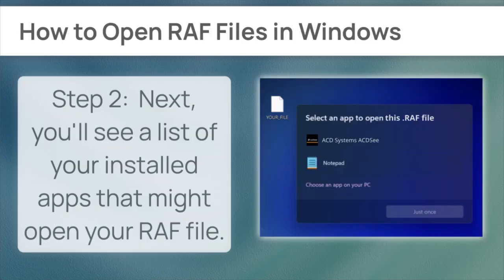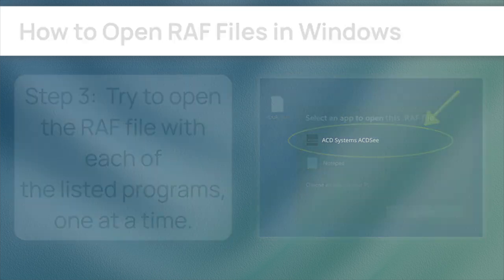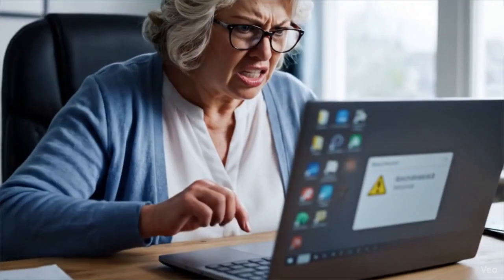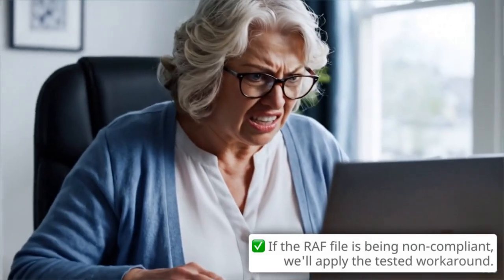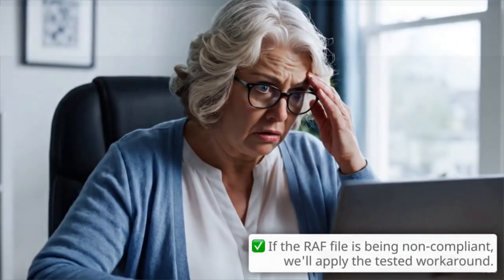Right-click the RAF file and select Open With. Use ACD Systems ACDC if installed. If it's unavailable, choose another program and check compatibility. If you still can't open the RAF file, it's okay. The nature of the RAF format makes basic errors common if one detail is missed. Let's verify these key points right now before proceeding to the fix.